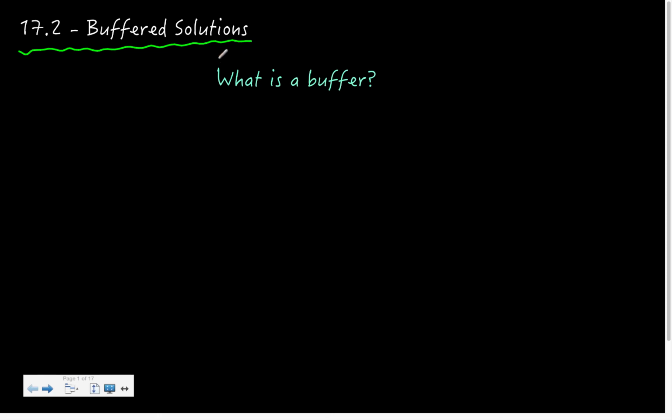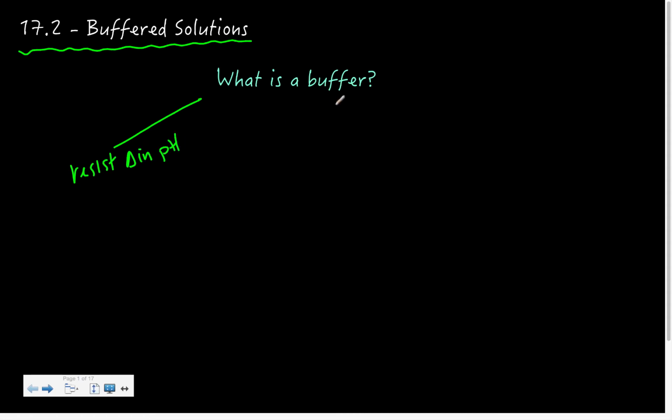So here is where we take everything from the last chapter and wrap it up differently, right? We're going to wrap it up and talk about buffers. So first let's talk about what is a buffer. First of all, obviously there's the simple definition: a buffer is a solution that resists changes in pH. That would be thing number one. So we resist changes in pH.